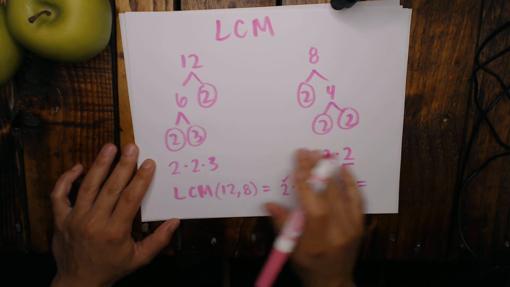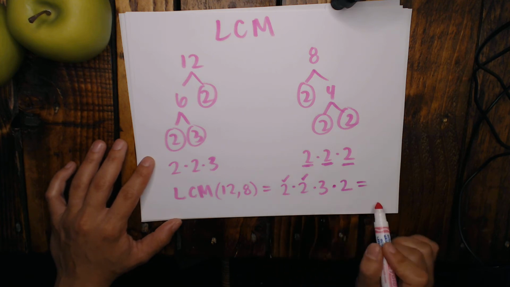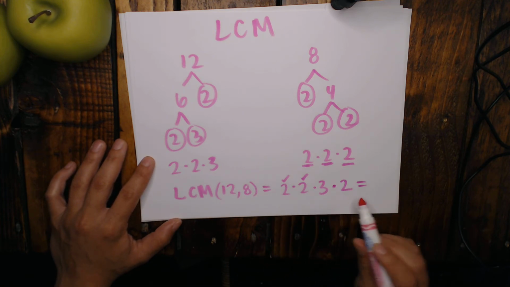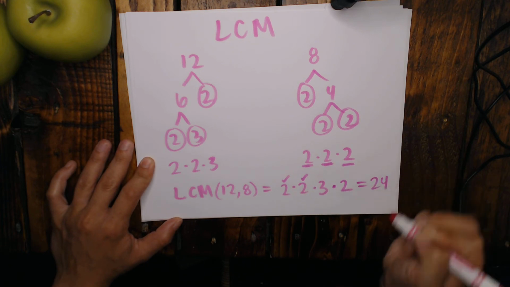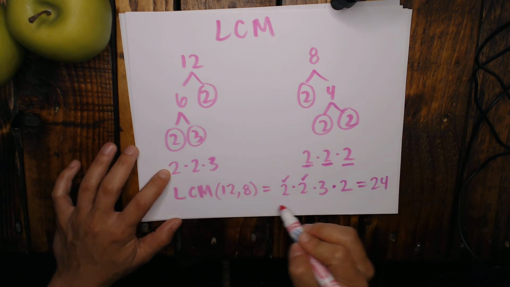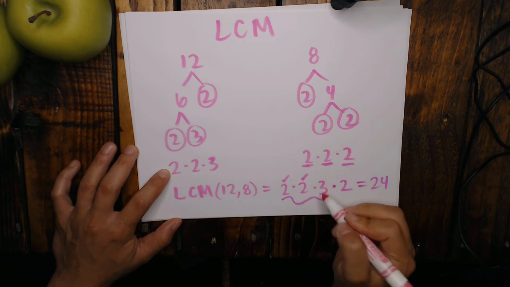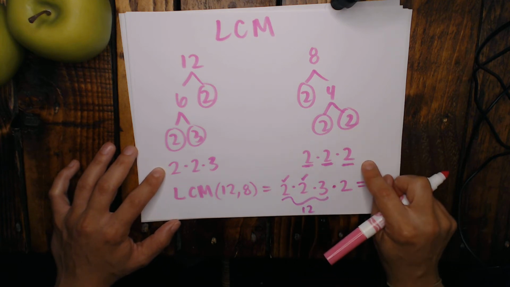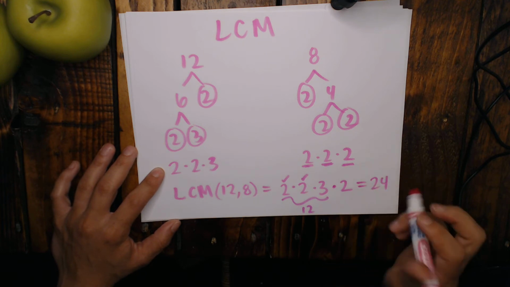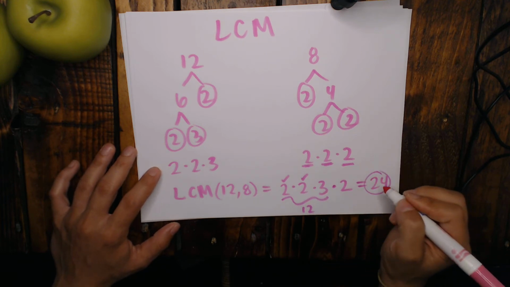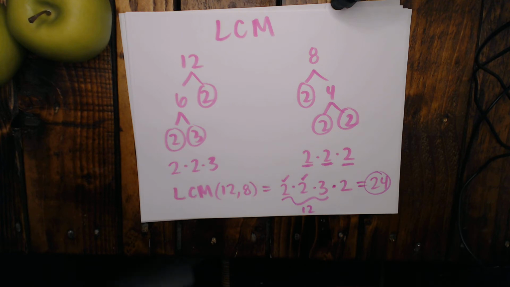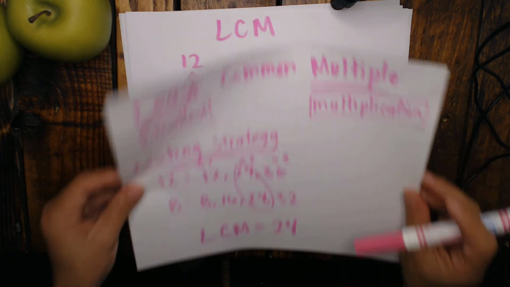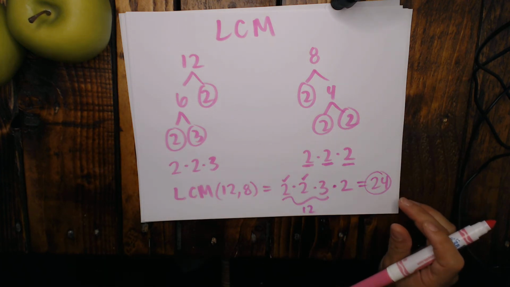Now that I have all the same ingredients, the same numbers, I can multiply across and say 2 times 2 times 3 times 2 is going to equal 24. So how did I get that? Here are my ingredients of 2 times 2 times 3. That was my 12. I added this extra 2 because I needed it with my factors of 8. So again, I still get an LCM of 24, just how I did it in my listing strategy. But again, this is just another way.